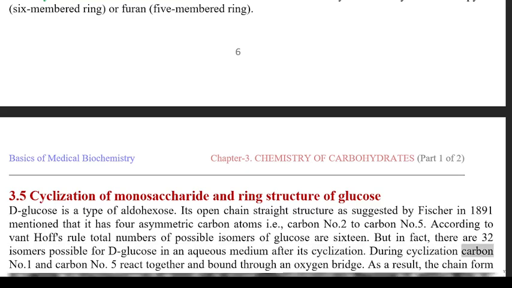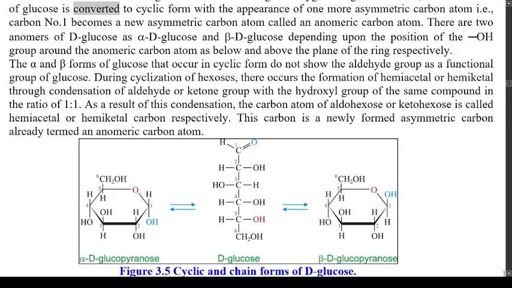During cyclization, carbon number 1 and carbon number 5 react together and are bound through an oxygen bridge. As a result, the chain form of glucose is converted to cyclic form with the appearance of one more asymmetric carbon atom, i.e., carbon number 1 becomes a new asymmetric carbon atom called an anomeric carbon atom. There are 2 anomers of D-glucose, alpha-D-glucose and beta-D-glucose, depending upon the position of the OH group around the anomeric carbon atom, below and above the plane of the ring respectively.